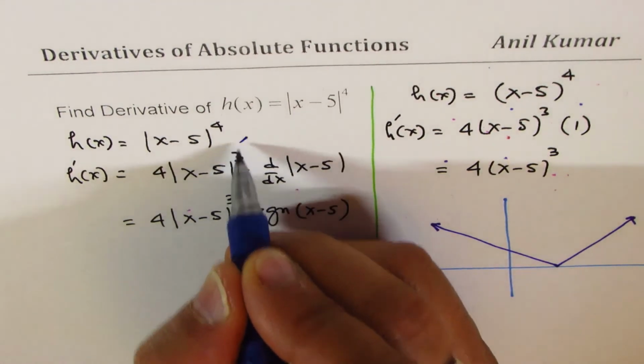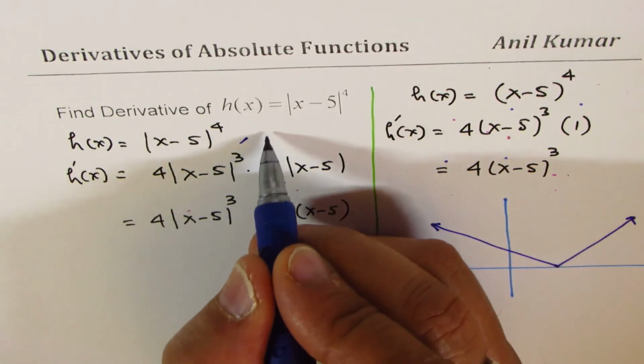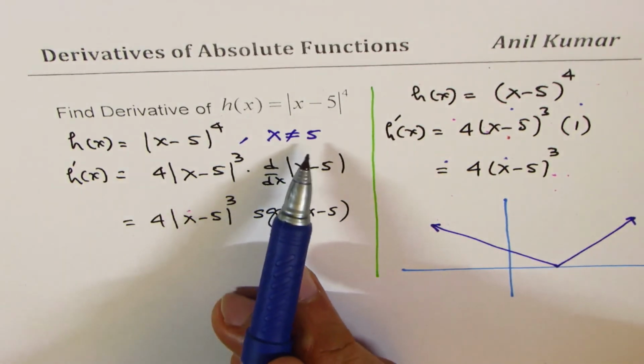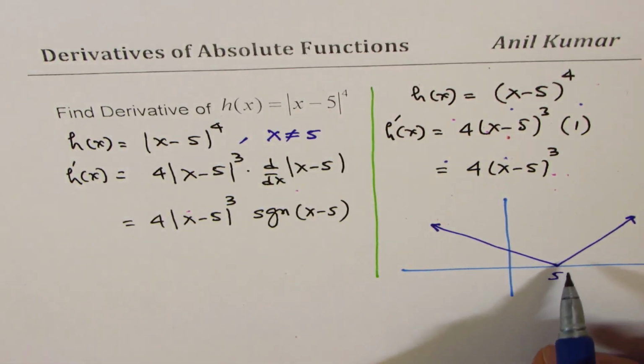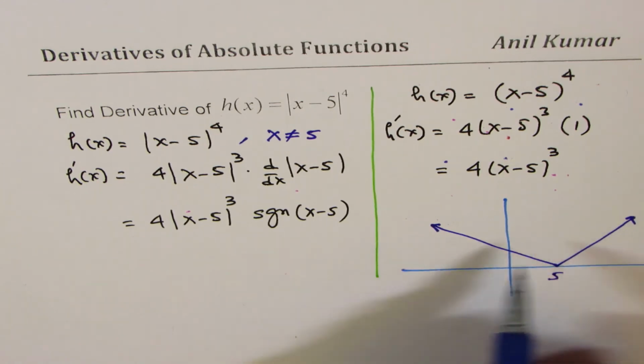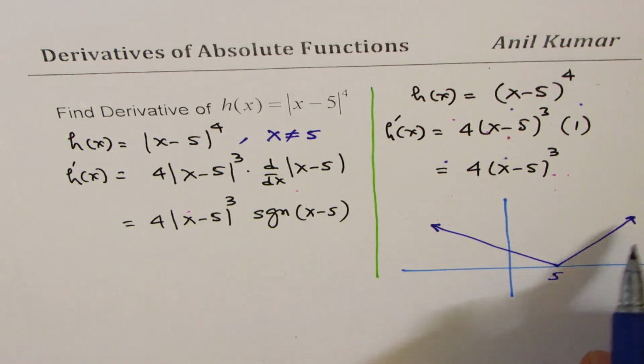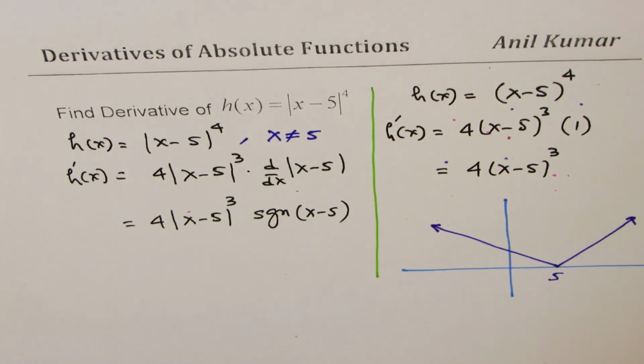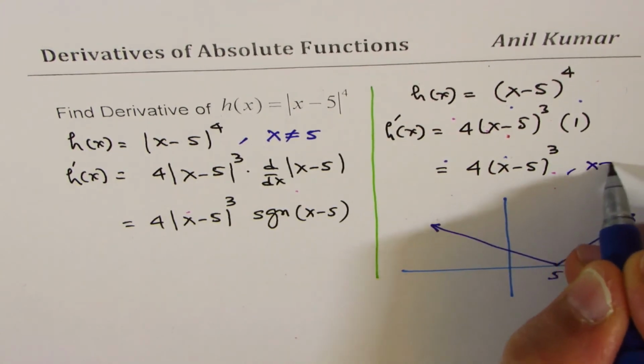And yes, I forgot to tell you that when we did this, we know x is not equal to 5. Is it okay? So it is not defined at 5. There's a corner there. Now this is x minus 5, and if I do to the power of 4, that is a restriction, a corner, right? So here we know x is not equal to 5.